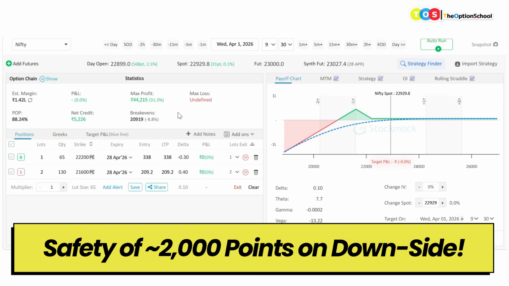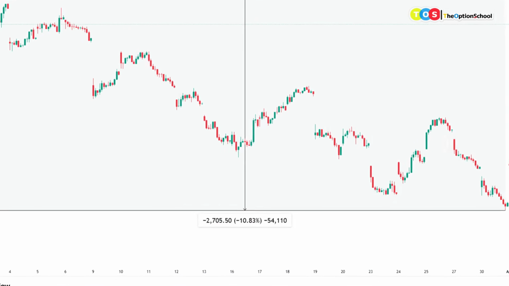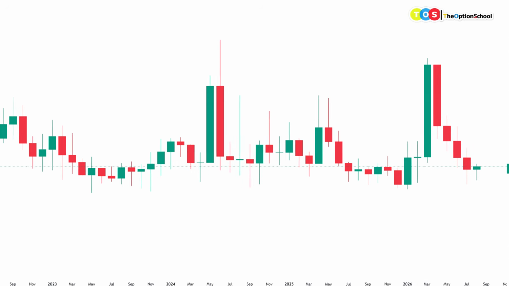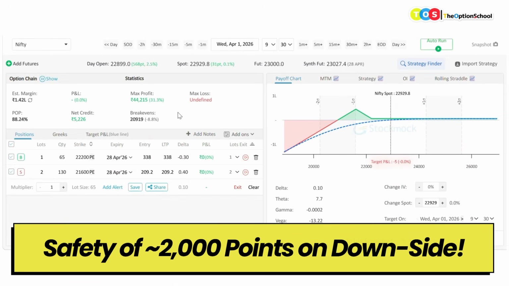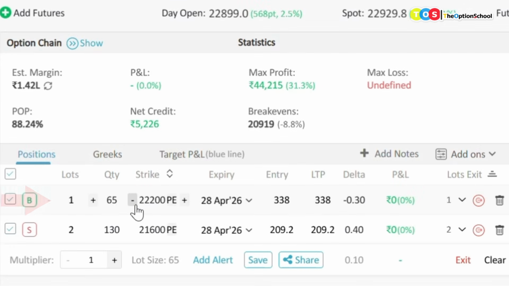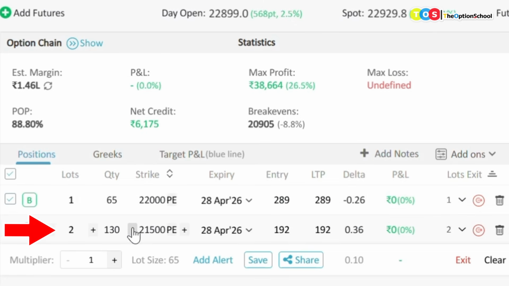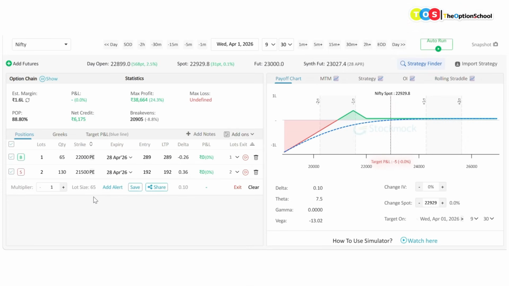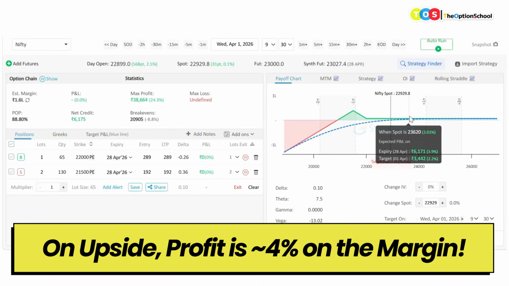Market has already fallen by more than 2000 points, and then VIX is high, and I am creating a trade which is safe for further 2000 points. And you can increase this safety also. If I show you, instead of 22,200, what we can do is we can go to 22,000, right? And even here I can shift it by, okay, there is no liquidity in 21,000, so minimum we can do is 21,500, right? So even in this trade, I am safe up to 20,905 on downside, and if market goes up, there is a substantial profit.